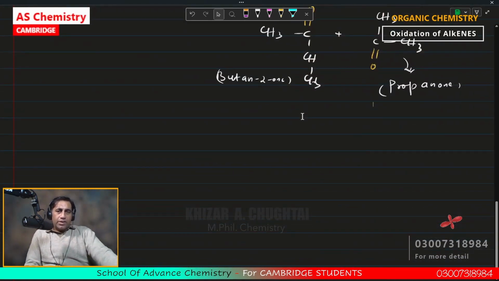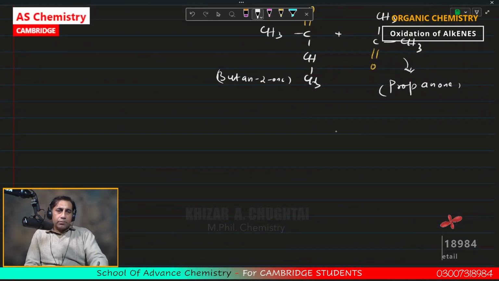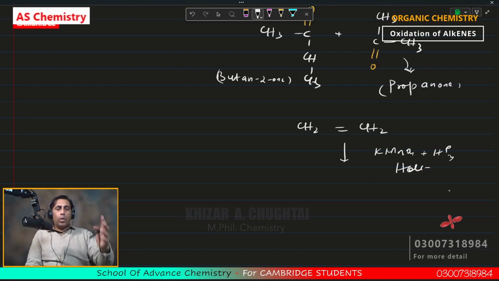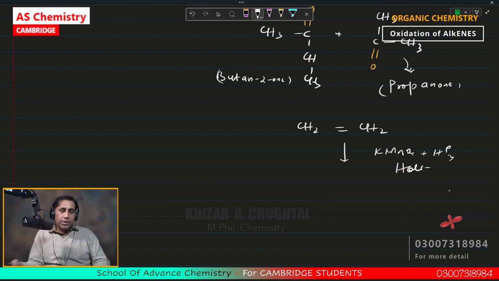Now let's see over here. Once again, I'm going to add another example. For example, CH2 double bond CH2. I'm going to add again KMnO4, H+ ion, aqueous, hot. What is the product outcome of this reaction?